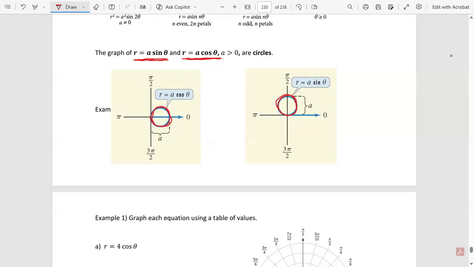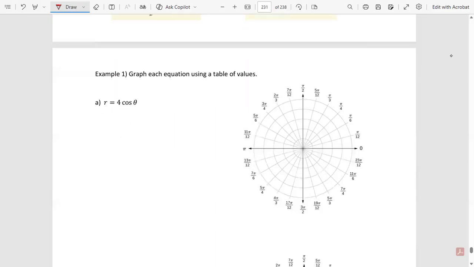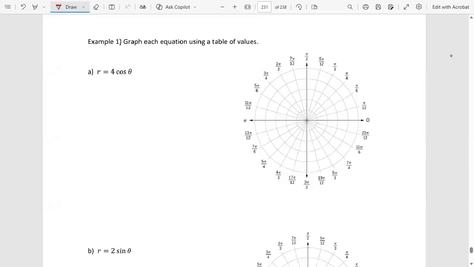And as you see, the diameter of the circle is always the same as the number a. For example, if I have 2 sine theta, a is 2, that means the diameter of the circle must be 2. If you have 4 cosine theta, the diameter of the circle must be 4. Let's look at one example. We want to graph these equations using a table of values.